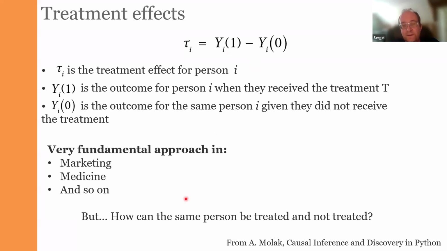in medicine, is that if we talk about people, we really cannot imagine the situation that the same person is both treated and not treated. It's impossible. So how is it solved in medicine? Very simple. We choose a group of roughly the same people, and we give half of them the treatment and don't give the treatment to the other half.